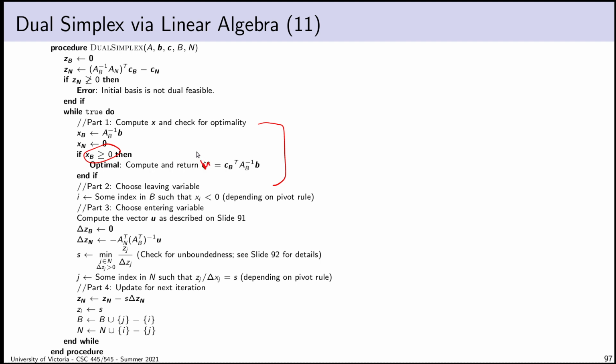And whoops, I'll fix this in the posted version. This should be negative xc. That's the best you're going to get for an xc today. And then I choose my leaving variable, pretty much congruent to the primal case.